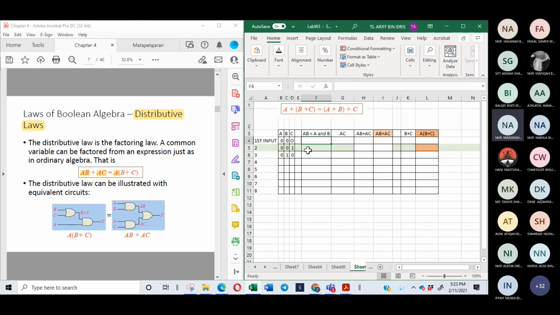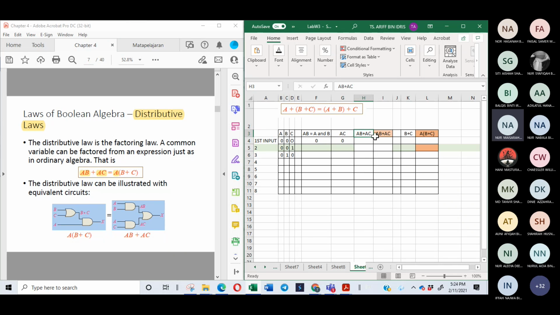What is the value for the first input combination? What is the value of A? 0. What is B? 0. Okay, 0 and 0, what is the result? 0. What about A and C? What is the value of A? 0. What is the value of C? 0. 0 and 0, what is the result? 0. Okay, good.